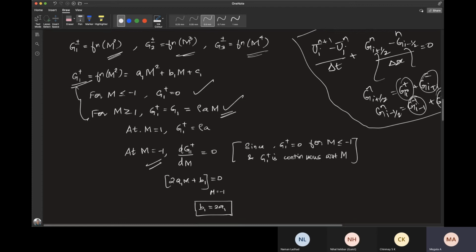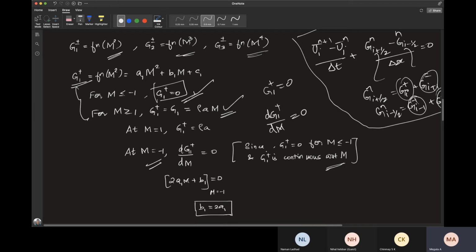we talked about continuity, right? We wanted our fluxes G1 plus and G1 minus to be continuous functions of Mach number. So for m less than or equal to -1, G1 plus is 0. And G1 plus is continuous with respect to m. So dG1 plus by dm exists everywhere. And for G1 plus equals 0, which is a constant, dG1 plus by dm is going to be 0 only.